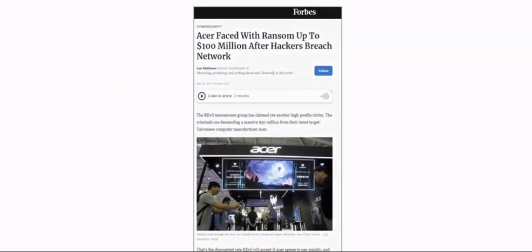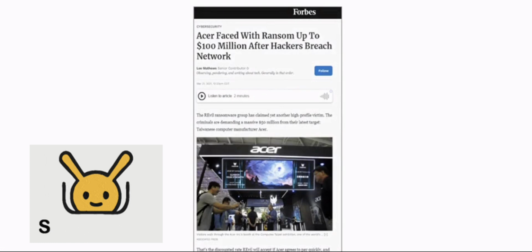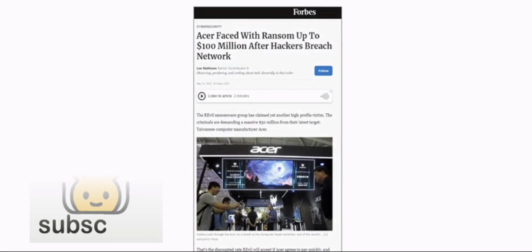Due to their success and huge ransom demands, ransomware attacks have generated a lot of dramatic headlines, like this one about Acer getting charged up to $100 million to get their data back after a ransomware attack. As long as systems remain vulnerable and users keep falling for social engineering attacks, malware and ransomware will continue to be serious components of the cybersecurity threat landscape.